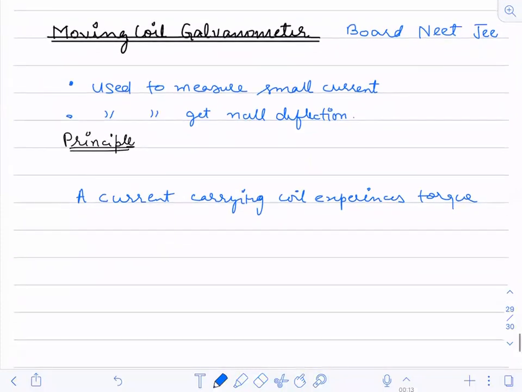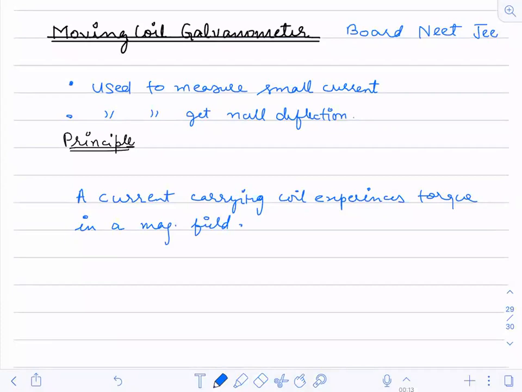So what is the principle of the moving coil galvanometer? A current carrying coil experiences torque in a uniform magnetic field. So this is the principle, the basic principle.